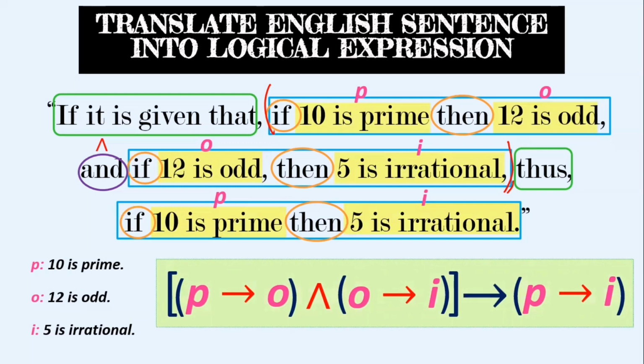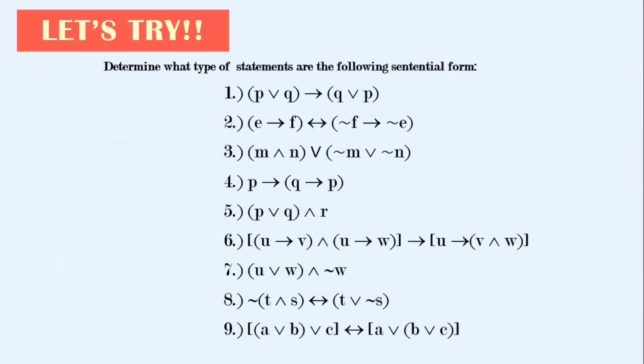So, ito yung ating translation. Okay, let's have another example. What type of statements are the following sentential forms? So ngayon, identify muna natin kung ano bang mga statement meron dito sa 1 to 9. Okay? So isa-isahin natin sa number 1. Kung makikita nyo dyan, naka-parenthesis po siya. For example, ito. Okay? And ito, naka-separate. So let's say ito yung A mo, ito yung B. So kung isusulat mo siya, that is A and B.